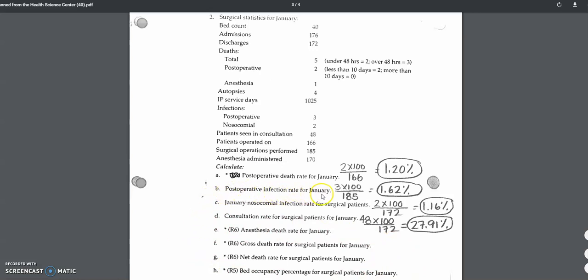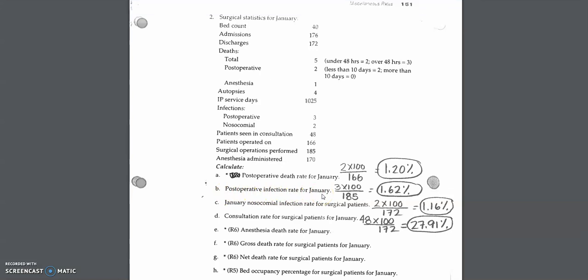at the postoperative infection rate, which is the number of postoperative infections in clean cases over total number of surgical operations for the period. So we have 3, if you look under infections, 3 postoperative infections over surgical operations performed. 3 multiplied by 100 over 185, 1.62%.